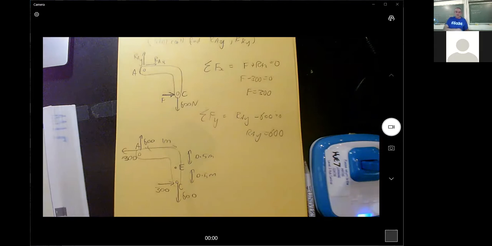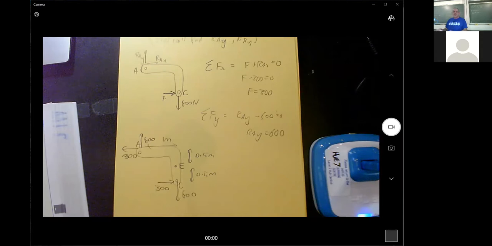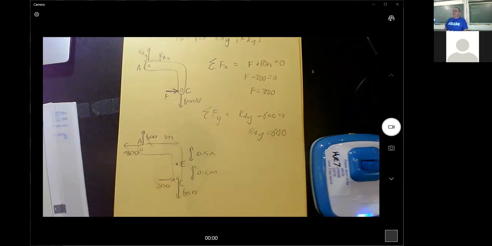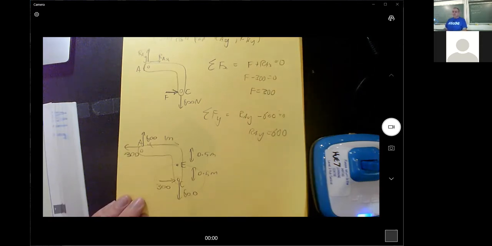Okay, so then what they've done to find the internal forces at E is pull out just this bit. I'm very confused. I think I did something wrong earlier.